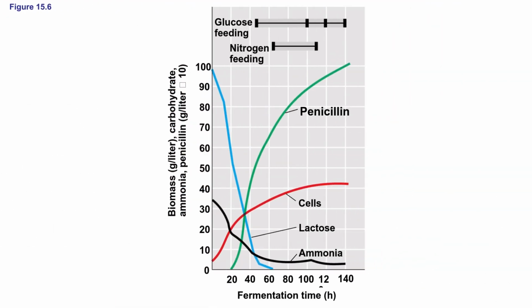Figure 15.6 is a graph showing the progress of a penicillin fermentation over time. It tracks biomass, carbohydrates like lactose, ammonia levels, and penicillin production. Initially, cell biomass increases as lactose is consumed. Penicillin production begins much later, after the main growth phase, and is sustained through feeding with glucose and nitrogen.